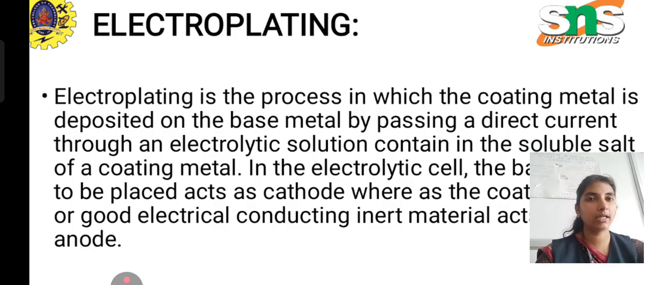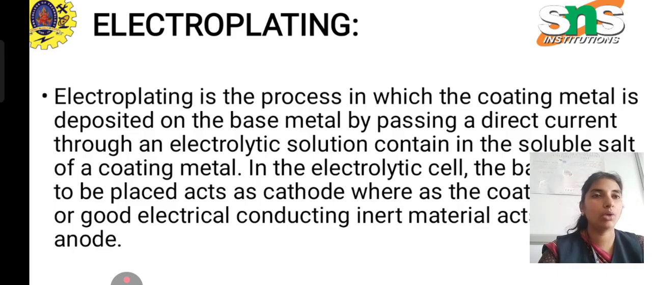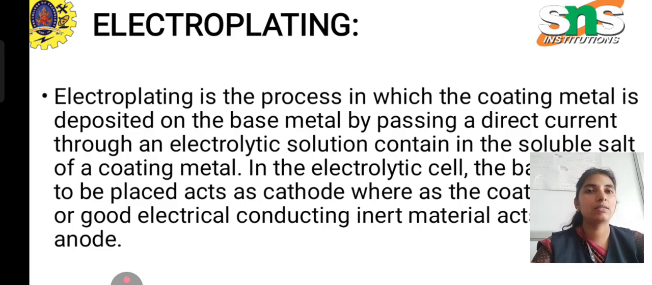We use direct current for an electrolytic solution which contains a soluble salt of the coating metal. Electroplating is a process in which the coating metal is deposited on the base metal by passing a direct current through an electrolytic solution containing the soluble salt of a coating metal.